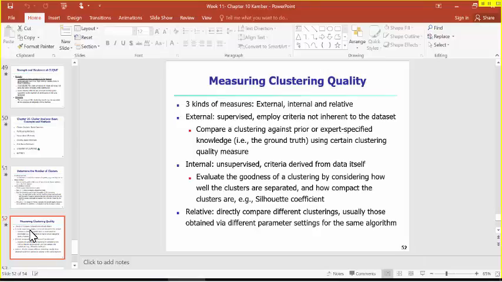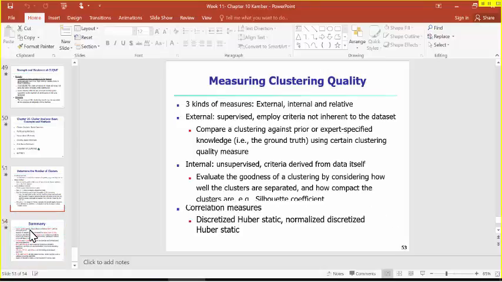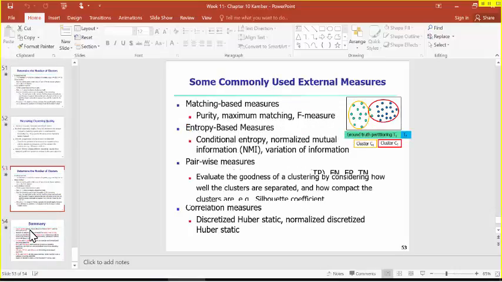As opposed to that, an internal measure is unsupervised, and the criteria are derived from the data itself, and we evaluate the goodness of a clustering by considering how well the clusters are separated and how compact the clusters are, for example the silhouette coefficient. And then the relative measure directly compares different clusterings, usually those obtained by different parameter settings of the same algorithm.